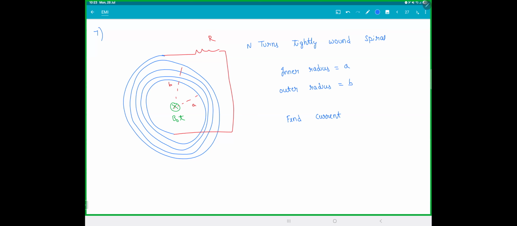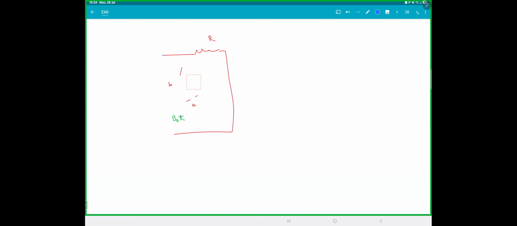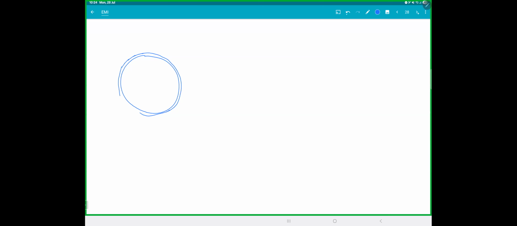Let's see. You have to find the flux. Here, there are 2 different things. Remember, when you use Faraday's law, you have to differentiate with respect to time. So how do we do these things? At a distance x, we take a thin loop of width dx. The flux will be the number of turns per unit width into dx.